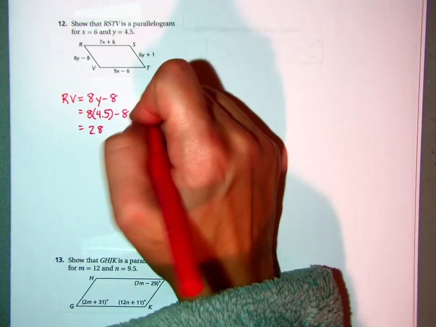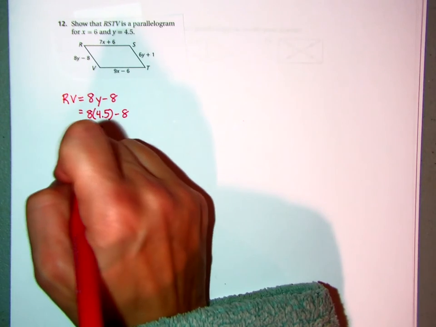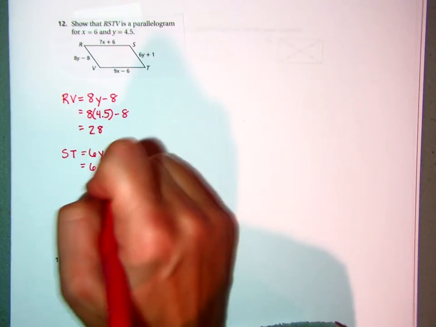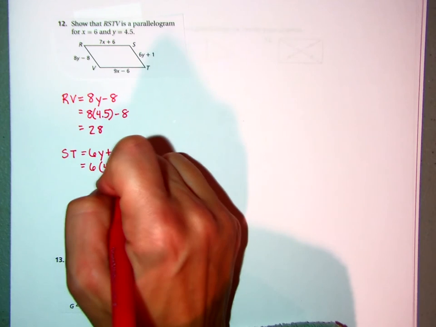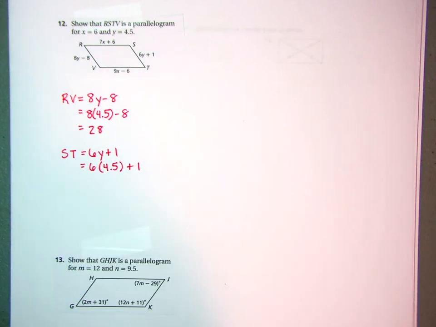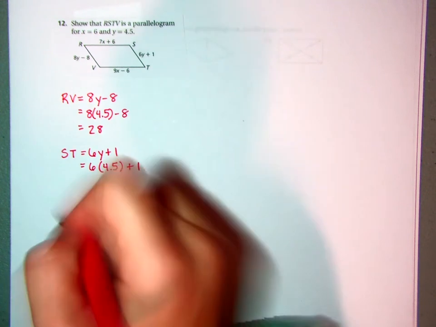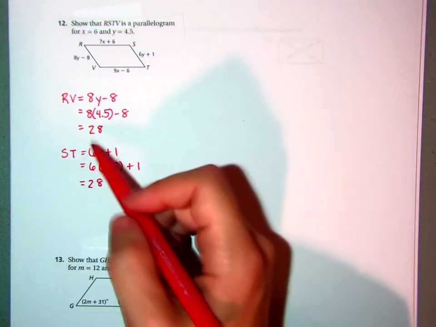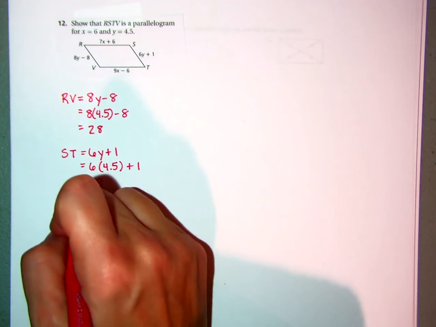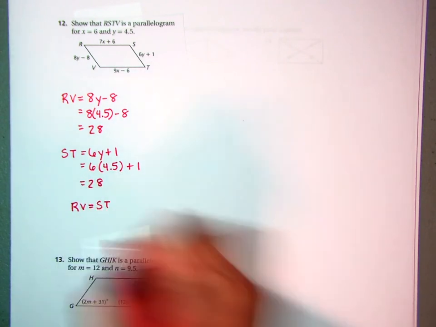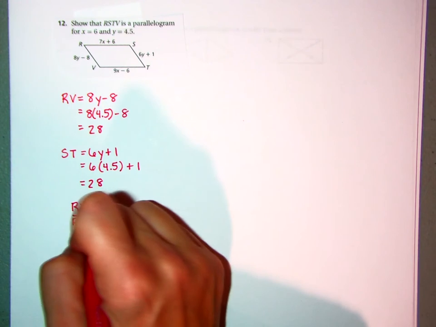Let's go ahead and find ST. ST is 6y plus 1. So substituting in that y of 4.5, we're going to do 6 times 4.5 plus 1, and we're going to get 28 again. What that means, since these sides have the same length, is that RV is going to equal ST. If they're equal in measure, then that means that those segments are also congruent.